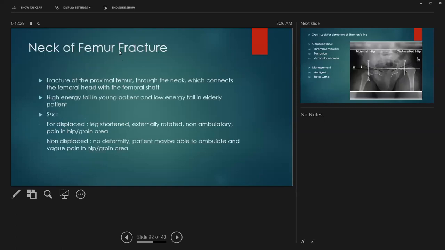So next, we're going to move on to neck of femur fracture. Neck of femur fracture is a fracture of the proximal femur through the neck, which connects your femoral head and your femoral shaft. So in a high energy fall, normally for a young patient, while a low energy fall in an elderly can easily cause a neck of femur fracture. For symptoms wise, the patient might have leg shortening, external rotation, and pain.